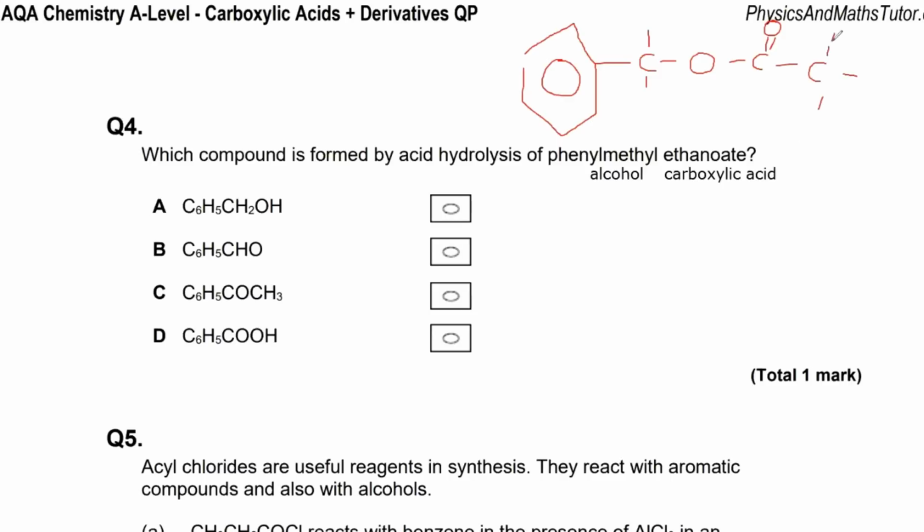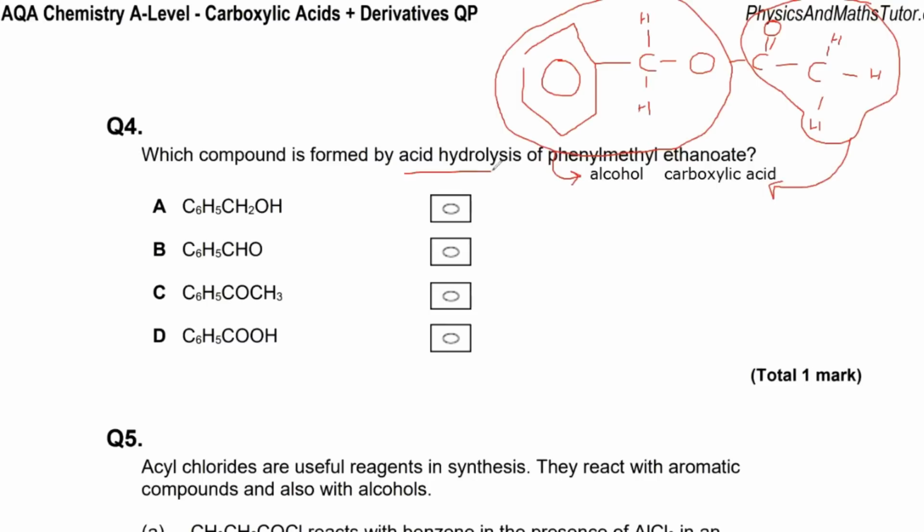Here's what phenyl methyl ethanoate would look like. Now go through and separate it into a carboxylic acid, which you can do with the carbonyl group, and the alcohol. The O in the ester link always comes from the alcohol. So I'm circling around the benzene ring, the CH2 and the O here, which come from the alcohol. And this second circle I'm making is the carboxylic acid. So now work out which one of these products could have possibly come from either half of that.